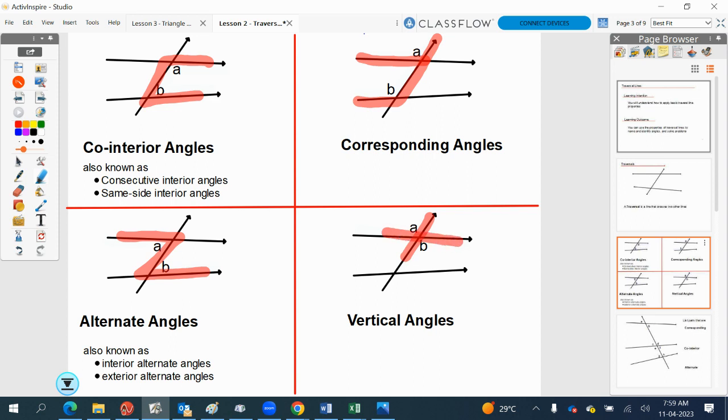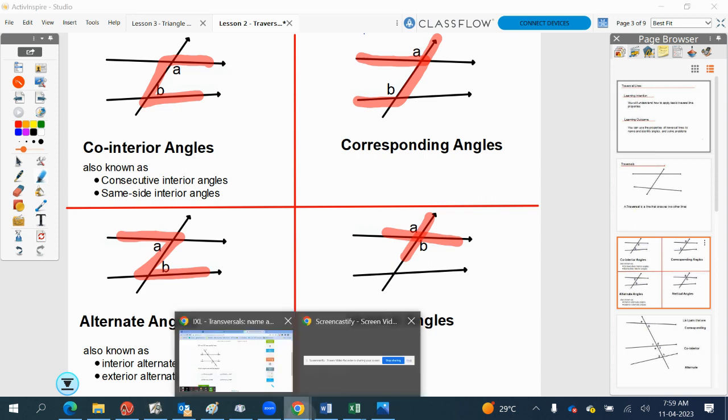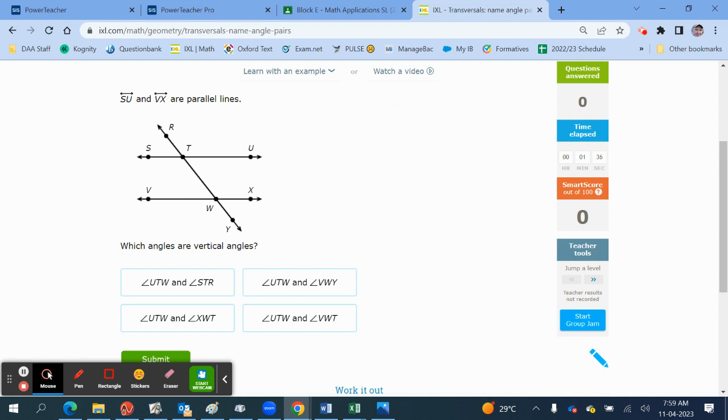So with the different questions, refer back to these, and because they're parallel lines, the angles are going to be congruent, apart from the co-interior angles, which are supplementary. So let's have a look now at the types of questions we're going to get.